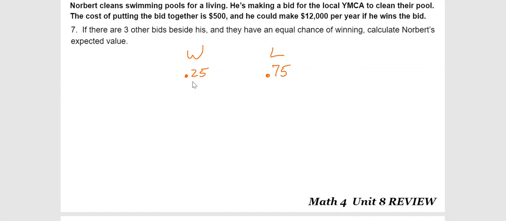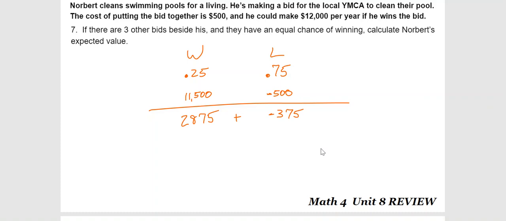Now we look at the winnings here. If he wins, he gets the $12,000 less the 500 he put into the bid, which is going to be 11,500. Over here, he just loses the 500 he spent on the bid. So now we figure out what they are separately. I'm going to pause and do this. All right, so that's what those two numbers should look like multiplied. 2,875 and negative 375, which is going to leave us with 2,500 to the good.